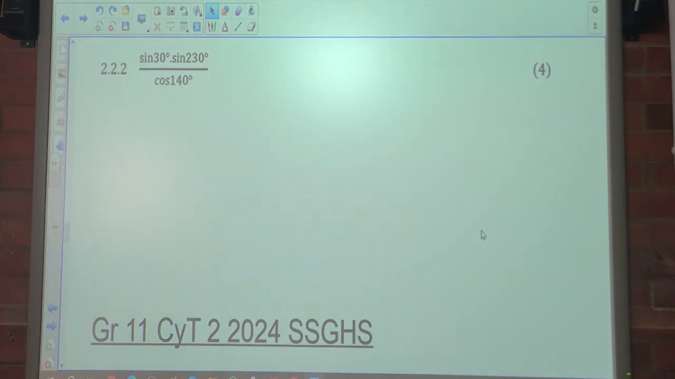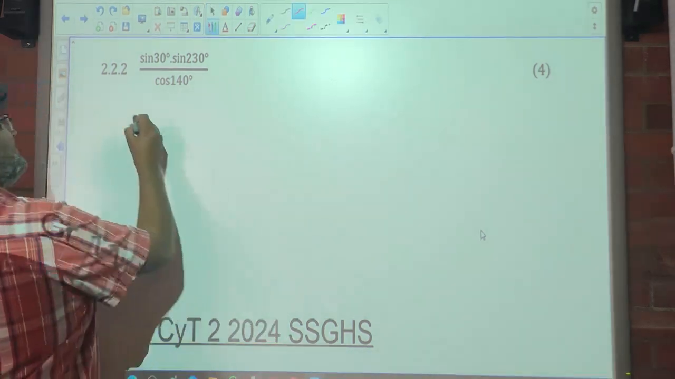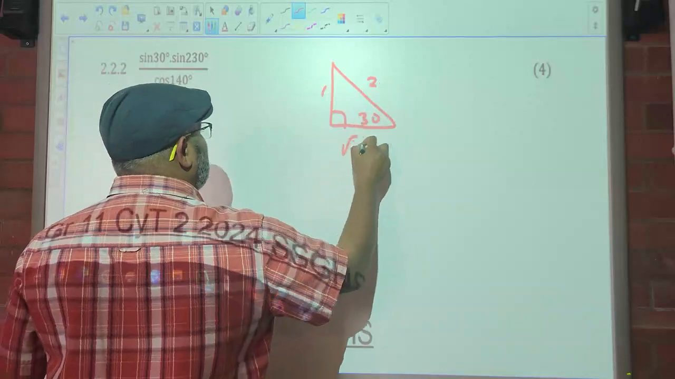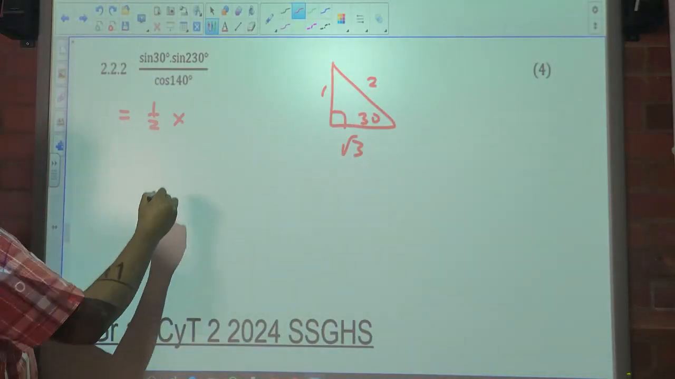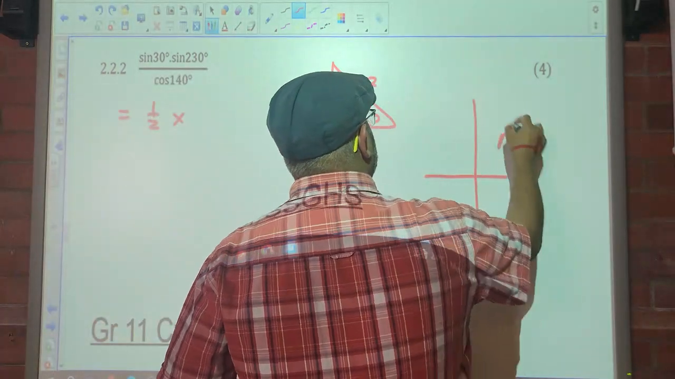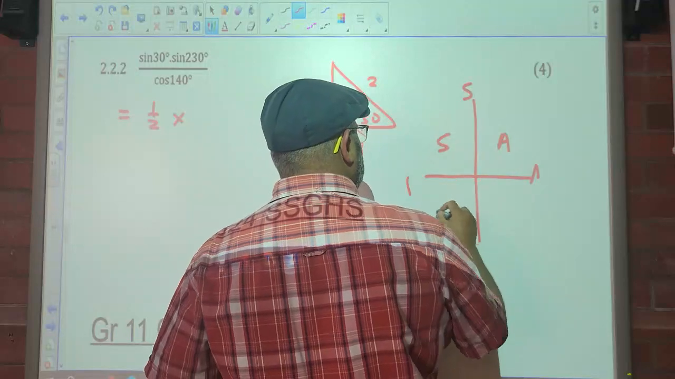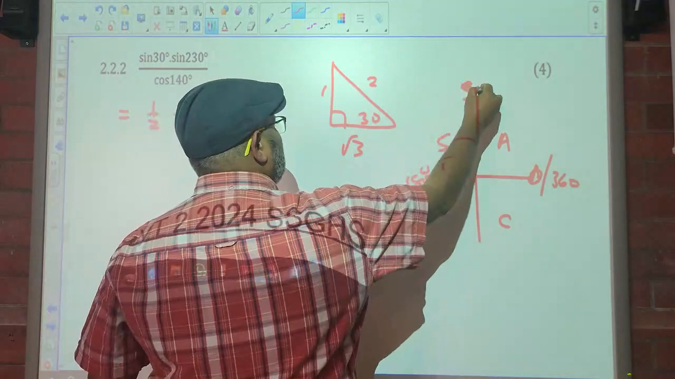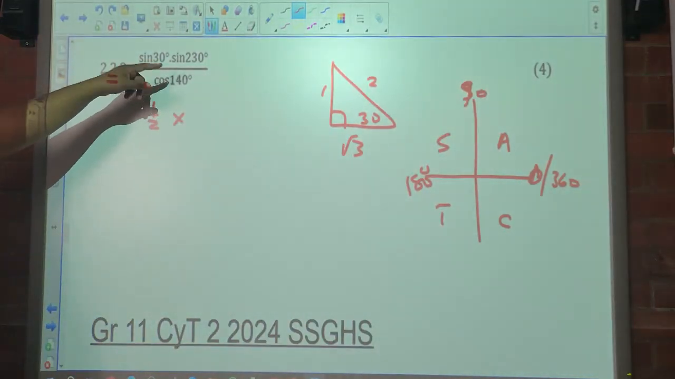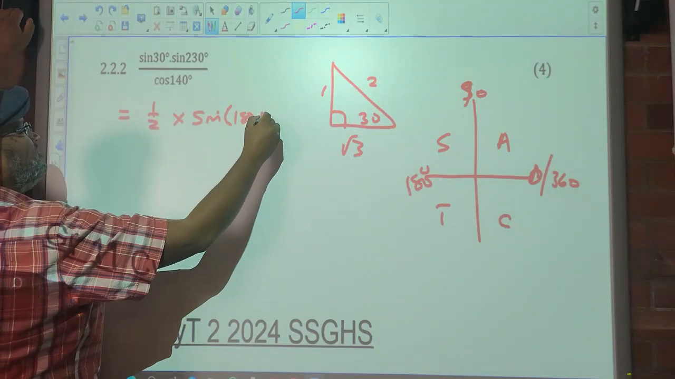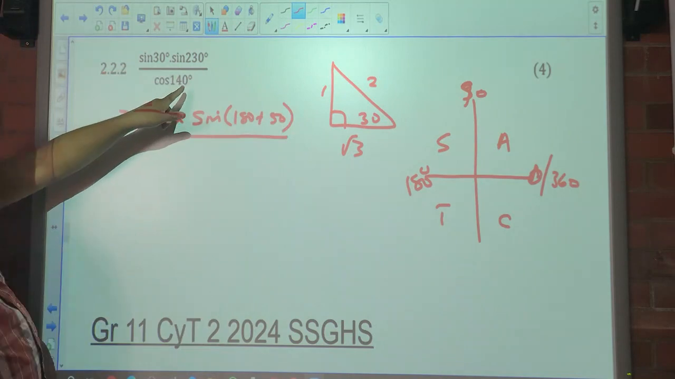2.2.2. Sine of 30 times sine of 230 over cos of 140. So sine of 30 takes you to the special triangle, 30, 1, 2, root 3. Sine of 30 is half, times sine of 230. Which quadrant is 230 in? All stations, Euclidean one. Which quadrant, people? 3. How do you get the third quadrant? 180 plus 50. So now, you see, this is not a special angle.